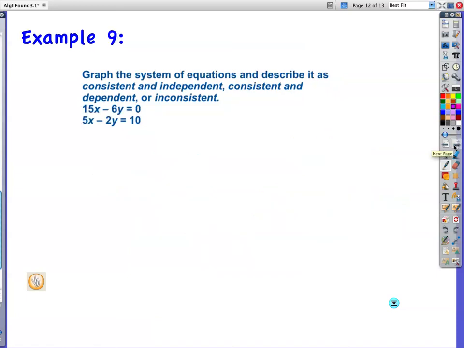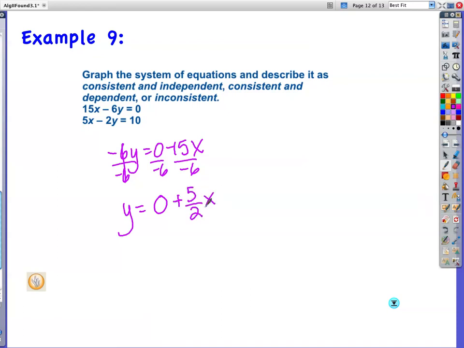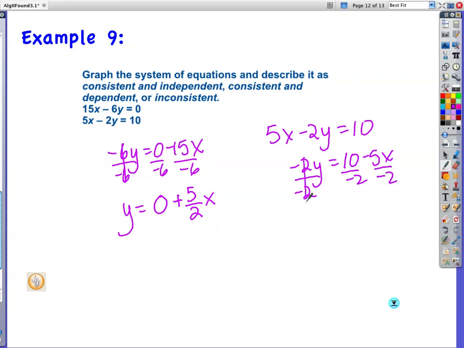All right, example 9. I'm going to solve for y here. Negative 6y is equal to 0 minus 15x. Divide by negative 6. Y equals, let me reduce, that's going to be positive, divided by 3 is 5 halves x. Then I've got this one. 5x minus 2y is equal to 10. Subtract 5x from both sides. 10 minus 5x. Divide by negative 2. Negative 5 plus 5 halves x.